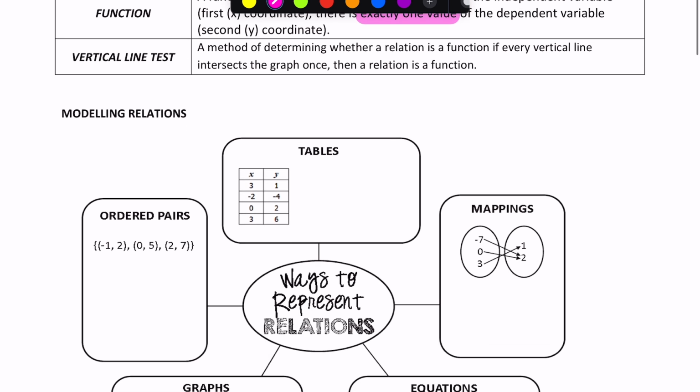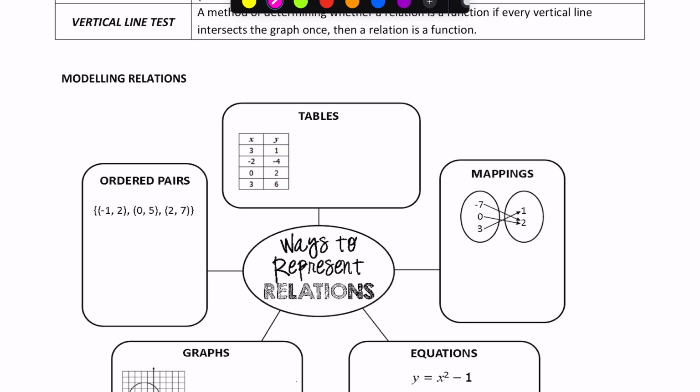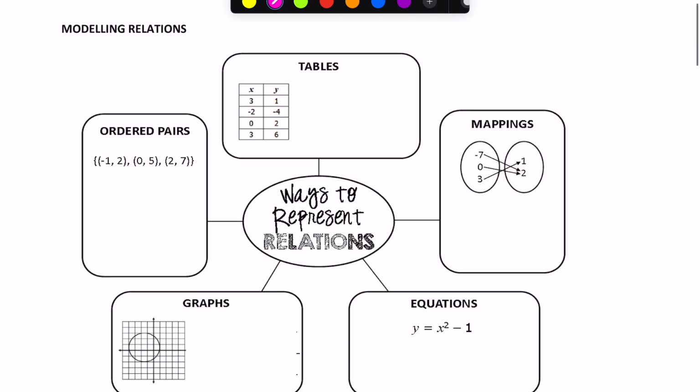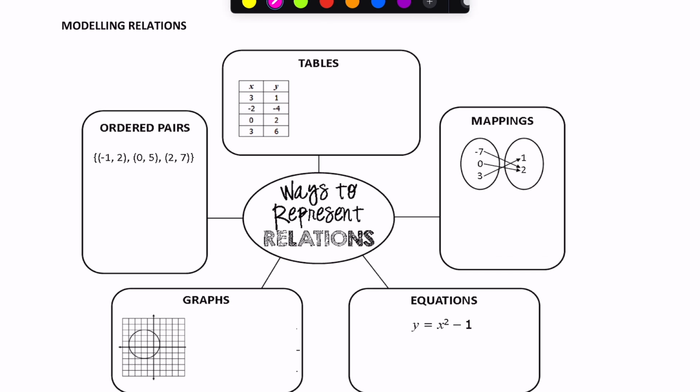So when we model relations, there's a few ways that we mentioned above to look at it. There are tables, with x values and y values. There are ordered pairs, mappings, graphs, and equations. And what we can notice is that if we have an ordered pair, for example, you can always change it into another way to model it. So here, for example, we could easily convert an ordered pair, in terms of its x and y values, to a table.